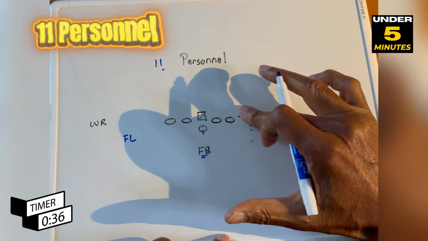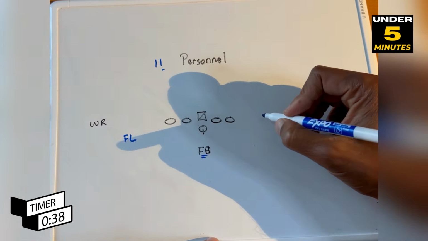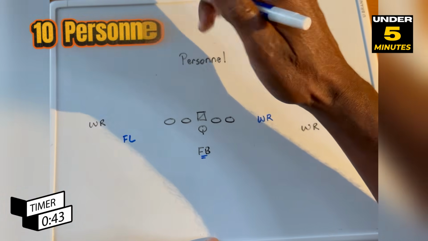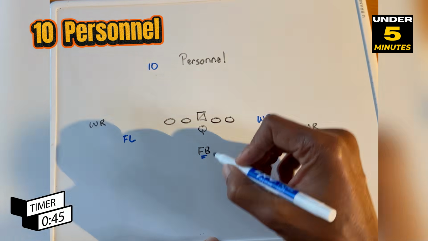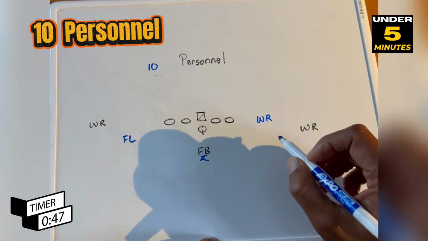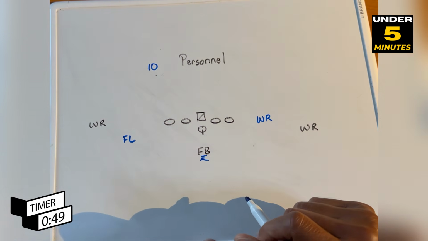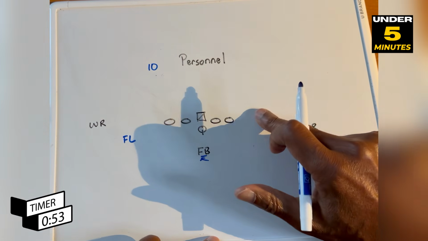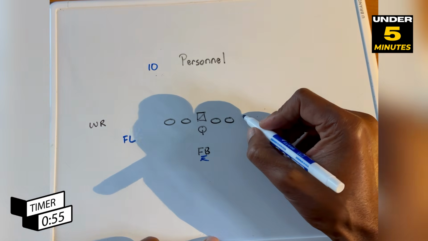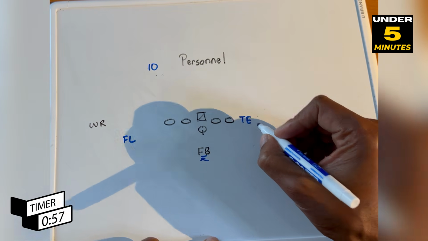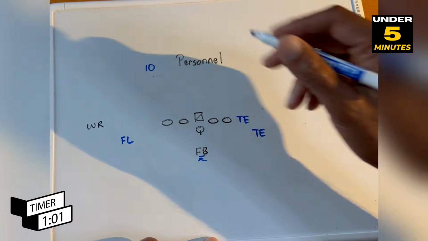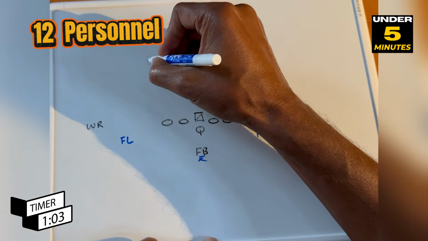If we remove this tight end and turn him into a wide receiver, we now have 10 personnel, because there's 1 running back in the backfield and there are no tight ends on the field. What are some other formations that we might see? We might see 2 tight ends on the field, which would look like this. In that particular case, we now have 12 personnel.